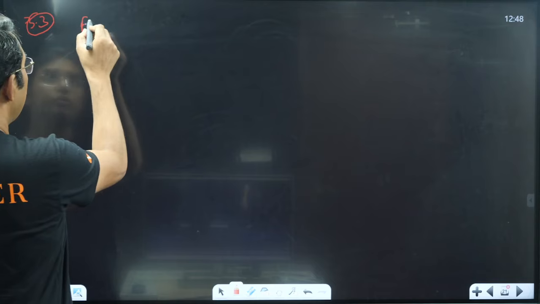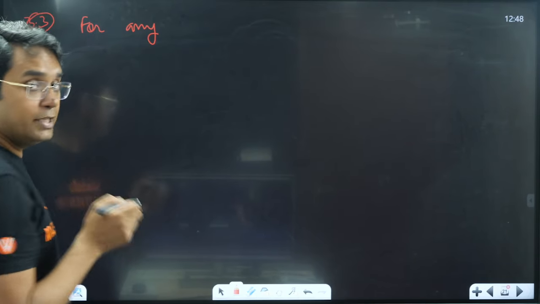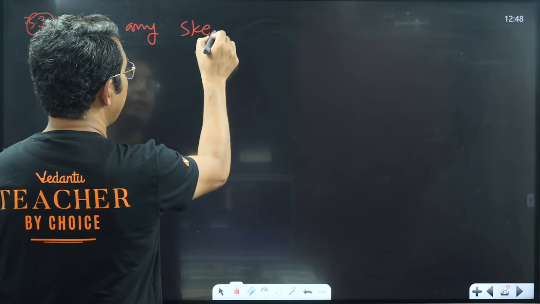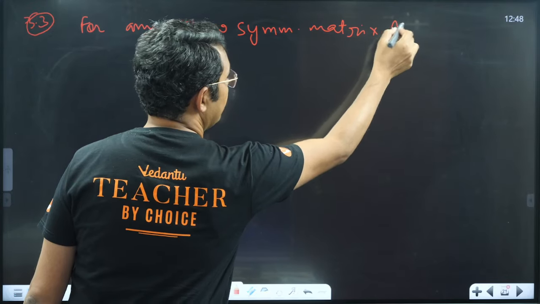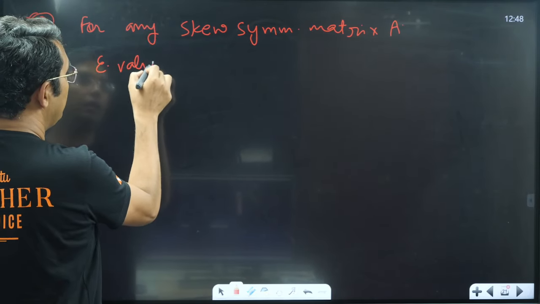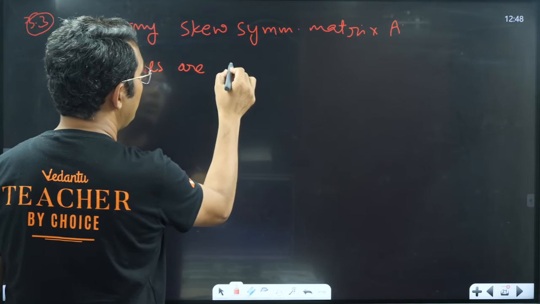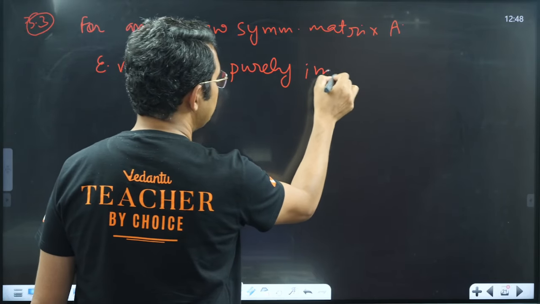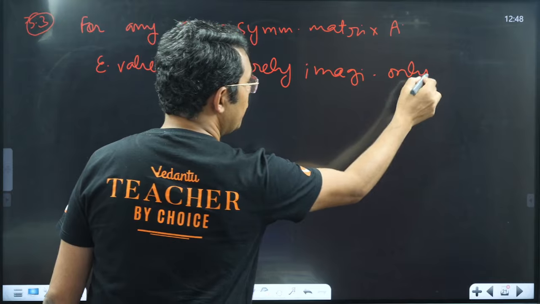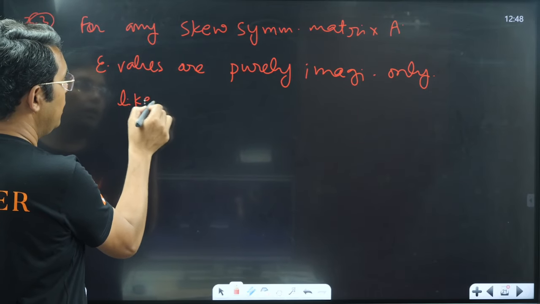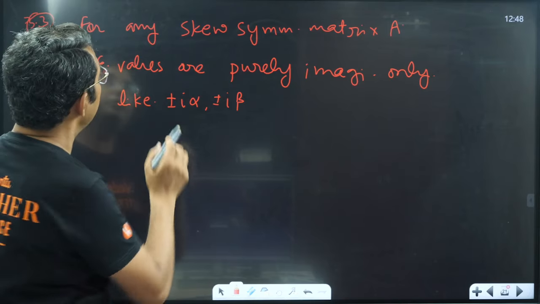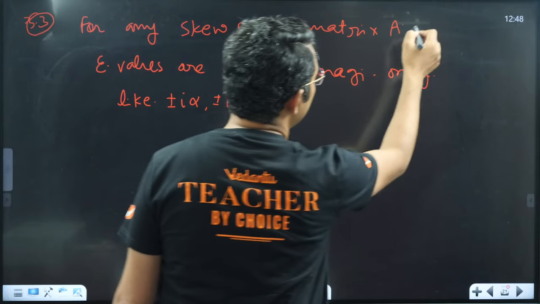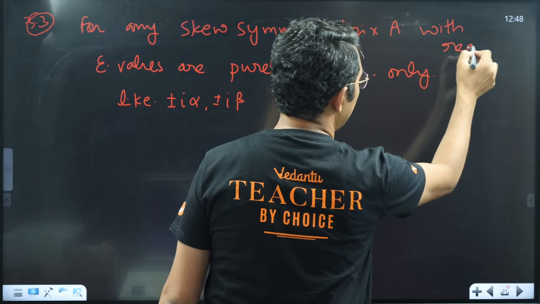Okay, so property 3.3, I will say: for any skew symmetric matrix A, eigenvalues are purely imaginary only. I have given the proof of this also. And what is purely imaginary? Like iota times alpha, iota times beta, in fact with plus minus, if the skew symmetric matrix has real entries. Yeah, that is also important, with real entries.